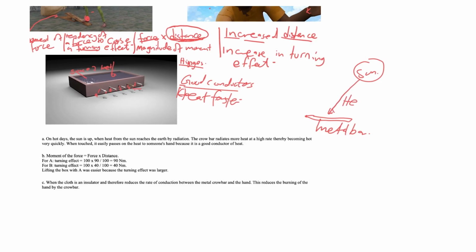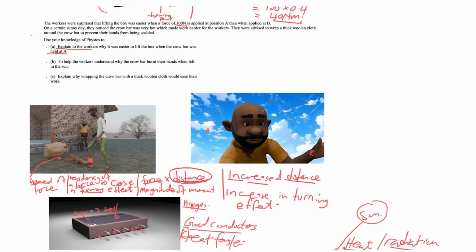Of heat. Now that heat reaches our earth or reaches this metal bar by what? By radiation. Now what does the metal bar do? Since it is a good conductor of heat, it will absorb most of this heat that has been radiated by the what? By the sun. So the metallic bar becomes hot because it is a good conductor of heat, which is then passed through the worker's hands, hence getting scalded.